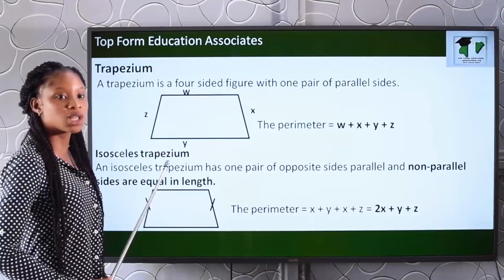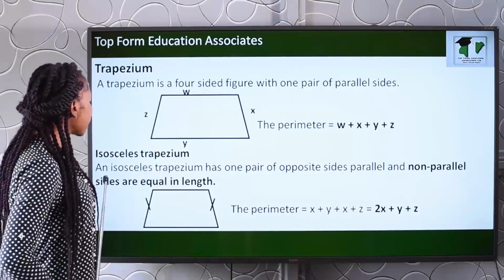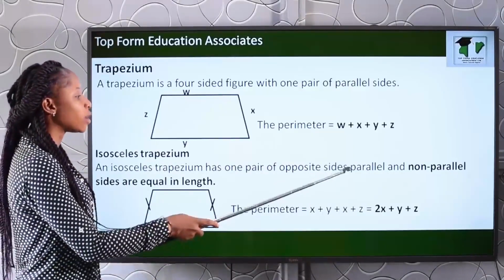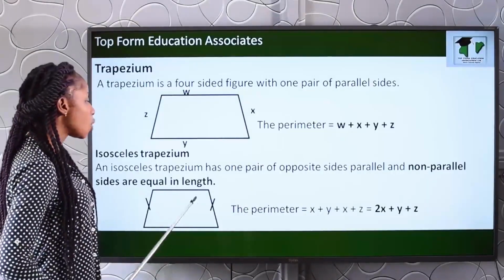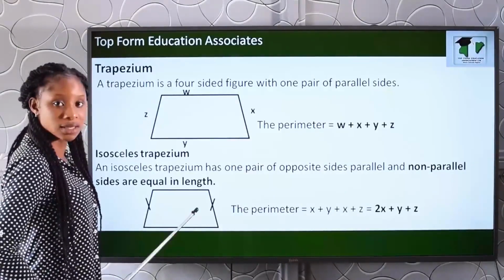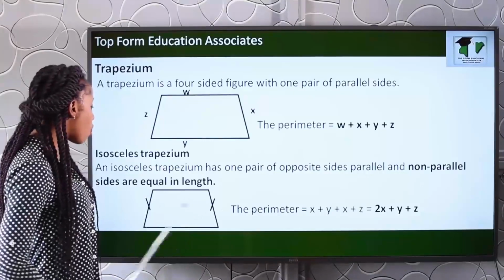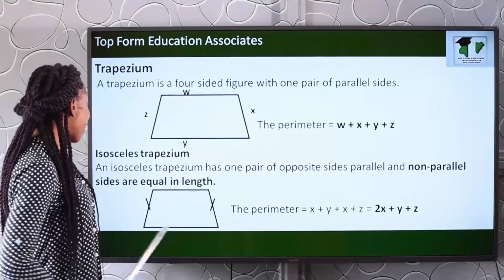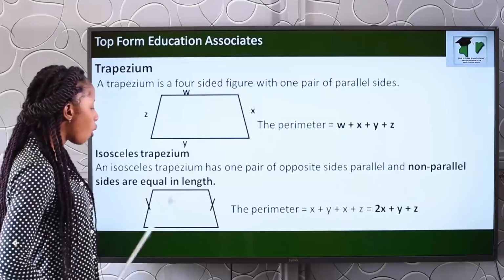The way we have an isosceles triangle, we have an isosceles trapezium. An isosceles trapezium has one pair of opposite sides parallel and the non-parallel sides are equal in length. Okay, it has just one pair of opposite sides equal, like the same thing with the triangle. It has a pair of equal sides. These are the non-parallel sides and they are equal in length.